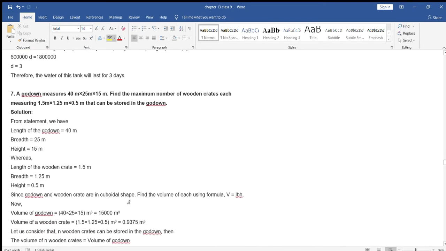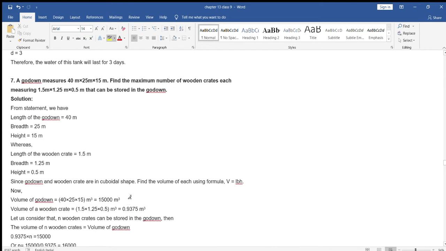Now here is question number 7. Have a look at question number 7. A godown is there, and its measurement is given to us. The measurement is 40, 25, 15. Always assume them in the sequence L, B and H. If it is not given which is L, which is B, and which is H, we will assume it is in the sequence LBH.